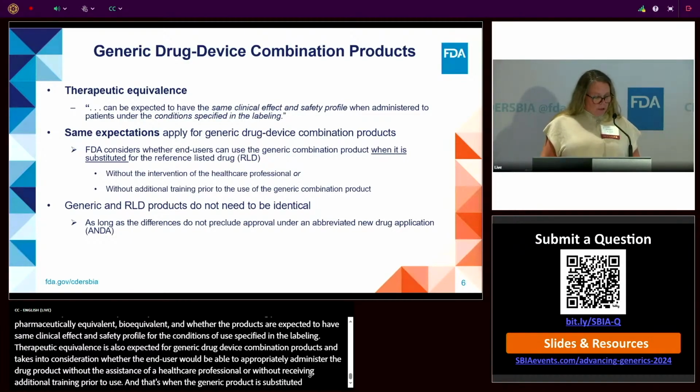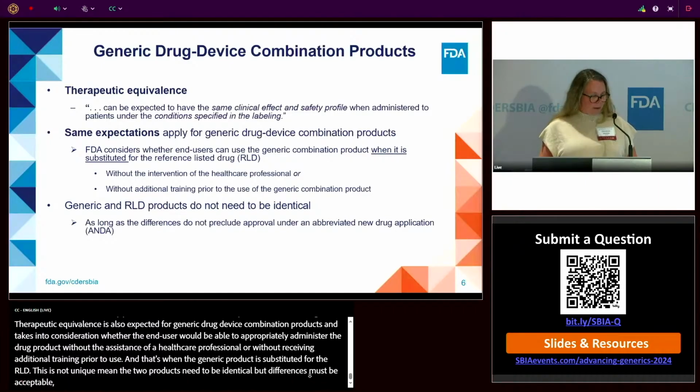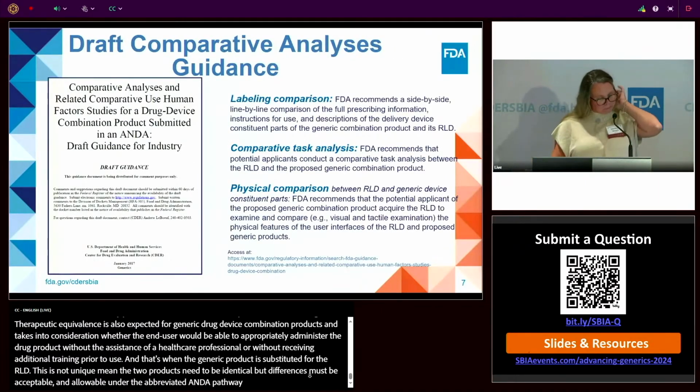This does not mean that the two products need to be identical, but the differences must be acceptable and allowable under the abbreviated new drug pathway, the ANDA pathway. So how do applicants and how does the FDA determine whether these differences are acceptable?